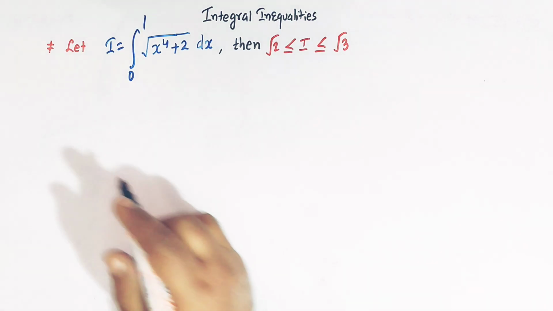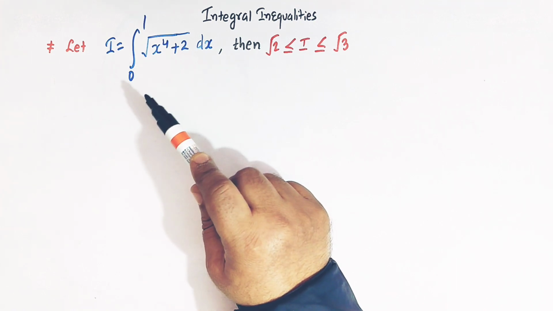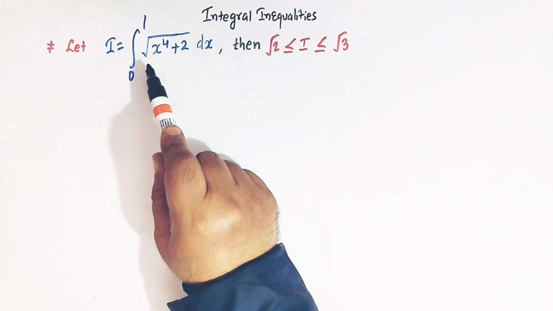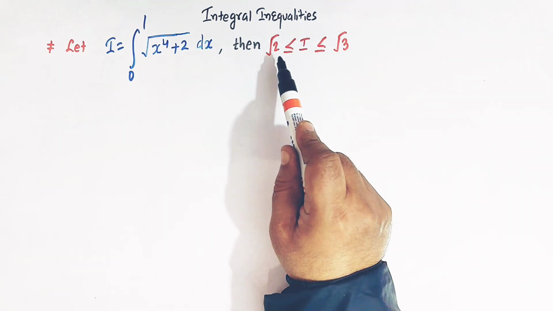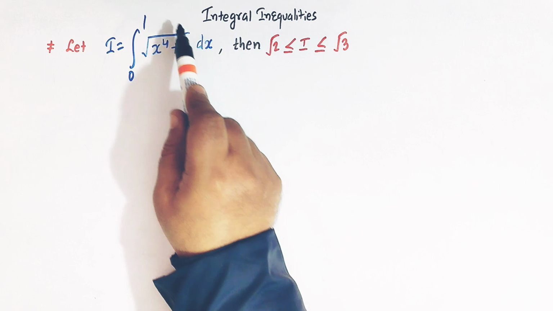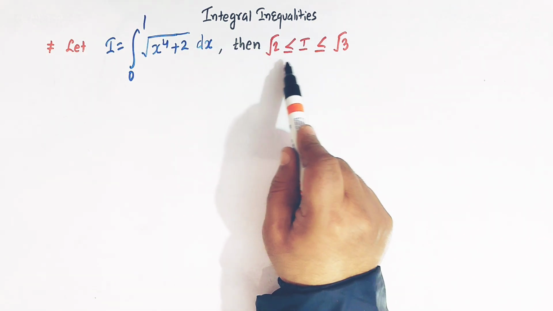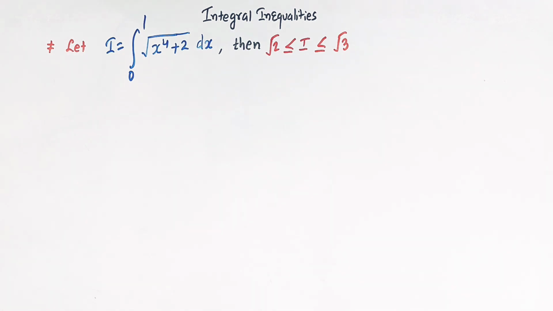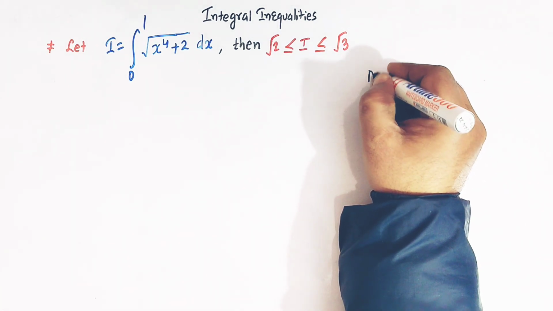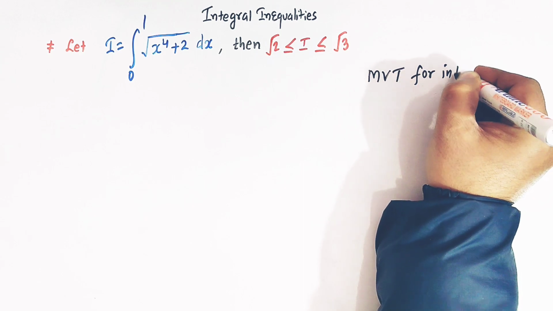So viewers, here we have to estimate this integral, and show that its value lies between square root of 2 and square root of 3. And here we are not going to evaluate this integral. We'll prove this inequality with the help of an important result from integrals, known as the mean value theorem for integrals.